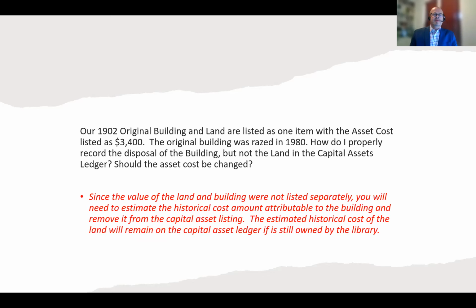Here we had a building originally constructed in 1902, and there's land, and they're listed as one item with the asset cost of $3,400. The original building was razed back in 1980, and they're asking, how do I properly record the disposal of the building but not the land? Since the value of the land and the building weren't listed separately, you'll need to estimate that historical cost attributable to the building and then remove that portion of it from your asset listing. The estimated historical cost of the land will remain on your asset ledger as long as you own that piece of land.